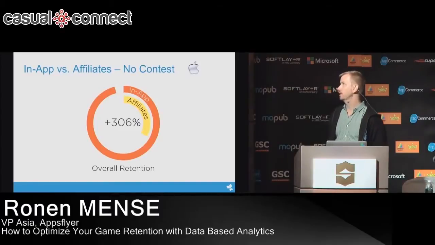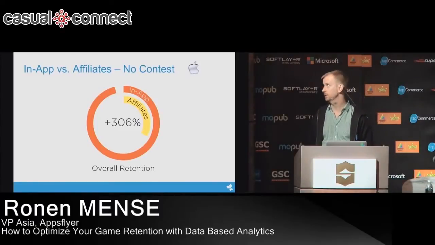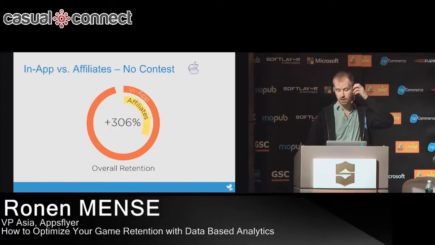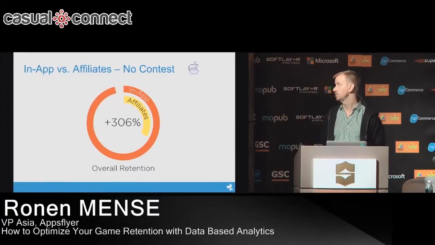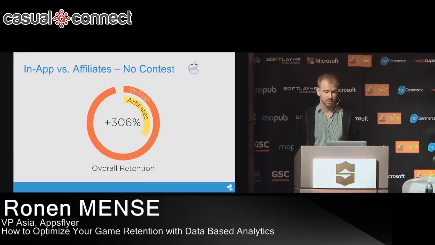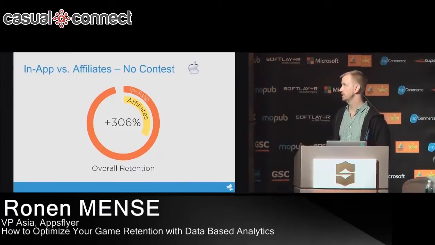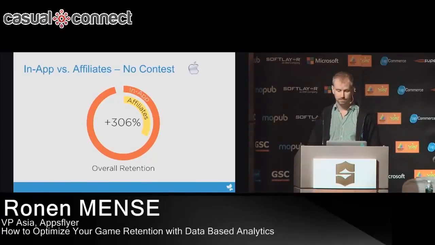Here we looked at in-app versus affiliate traffic, and there's no contest when it comes to iOS. Retention of in-app is 3 times higher than affiliates. So if you want to be targeting better retention on iOS, you should stay with the better networks and ad formats that will drive you a much better long-term value. But of course, affiliates and incentive does have its role in the industry.